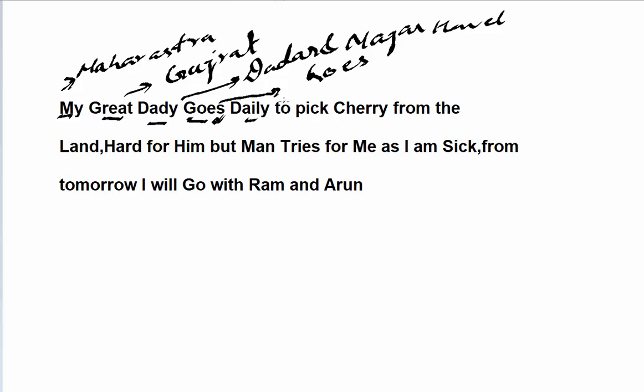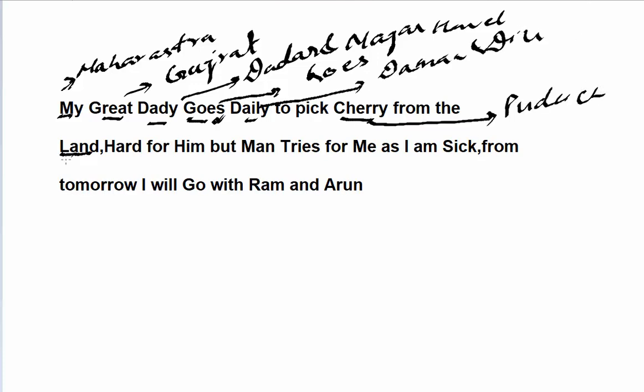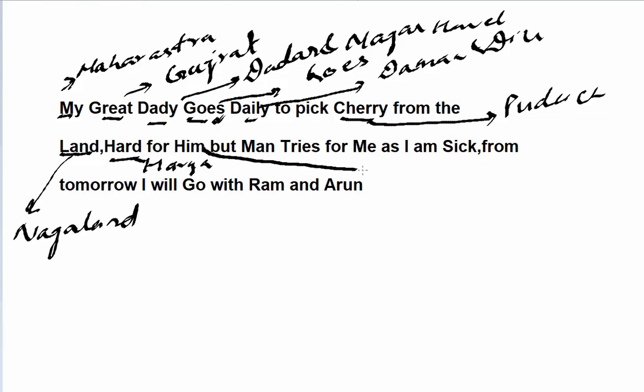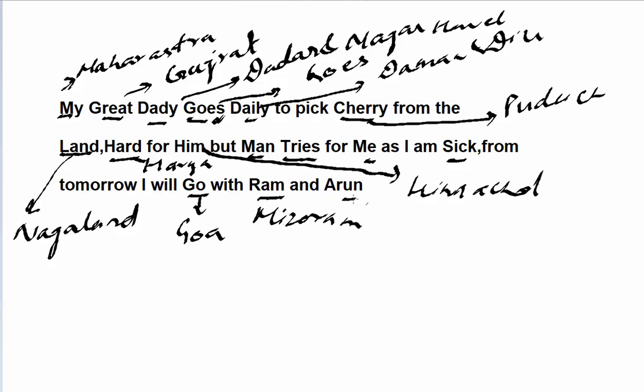From daily, Daman and Diu; from cherry, Puducherry; from land, Nagaland; from hard, Haryana; from him, Himachal Pradesh; from man, Manipur; from tries, Tripura; and from me, Meghalaya. I am sick, from sick, Sikkim. From tomorrow I will go, Goa, with Ram and Arun. From Ram, Mizoram, and from Arun, Arunachal Pradesh.